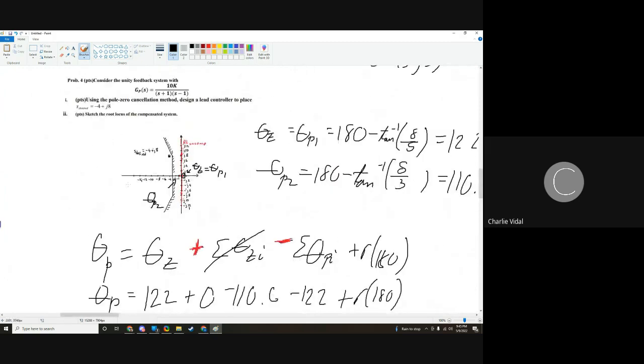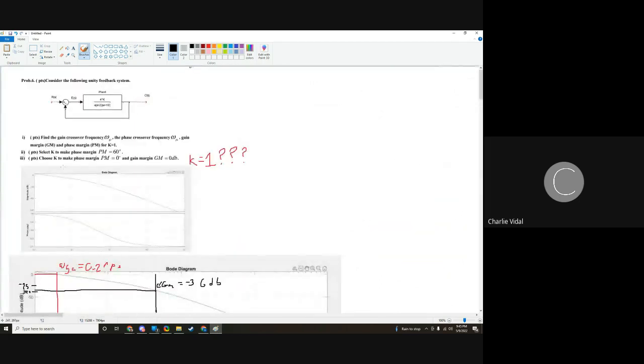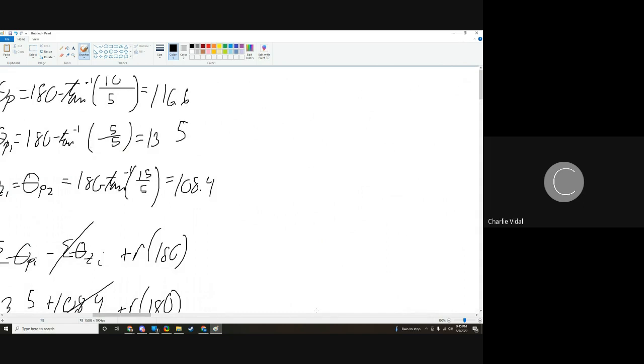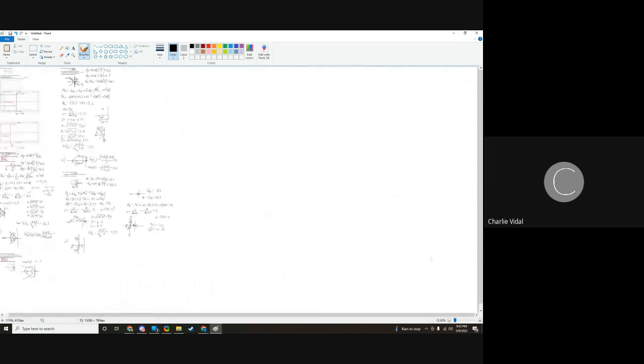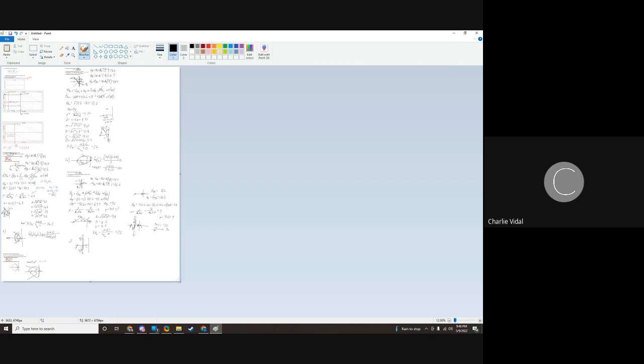Yeah, and really the only thing left to do is to figure out what is going on over here for choose k to make phase margin PM equal to 0 and gain margin GM equal to 0 decibels. But this is pretty good. We were able to go through most of the problems, there's really only one left that we weren't able to do.